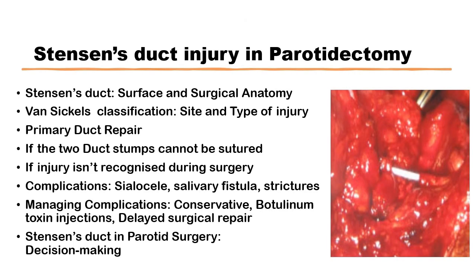In this lecture we'll discuss Stensen's duct injury in parotidectomy, starting with Stensen's duct surface and surgical anatomy, the Van Sickels classification of the site and the type of parotid duct injury, how to do a primary duct repair, what to do if the two duct stumps cannot be sutured, what to do if the injury is not recognized during the initial surgery, how to deal with complications, the sialocele or the salivary fistula or strictures, managing it either conservatively or with Botox injection or with delayed surgical repair, and finally the decision making during parotid surgery.